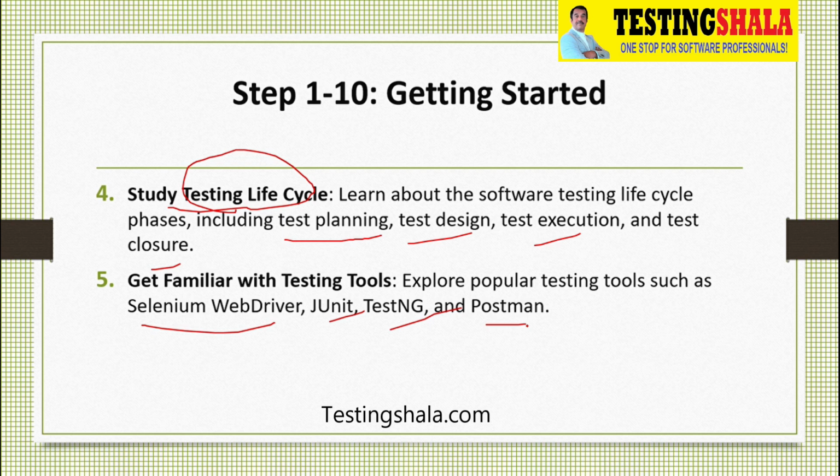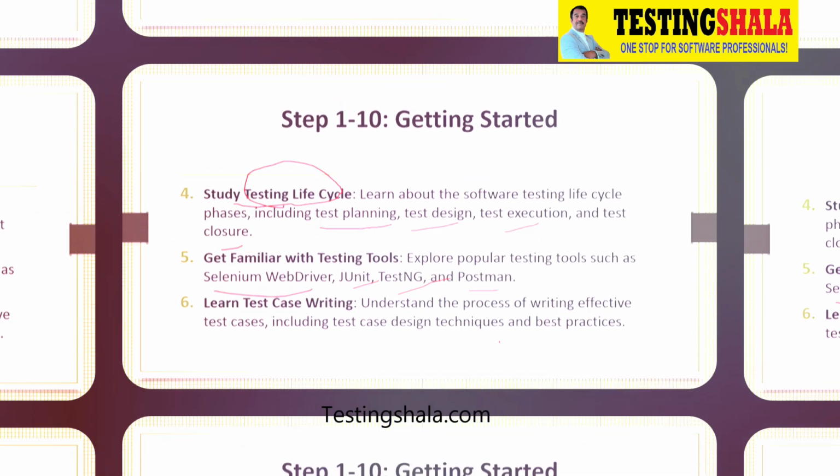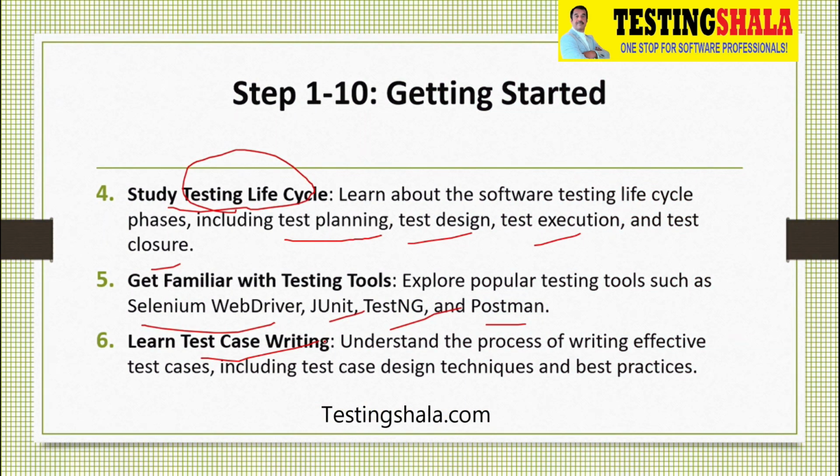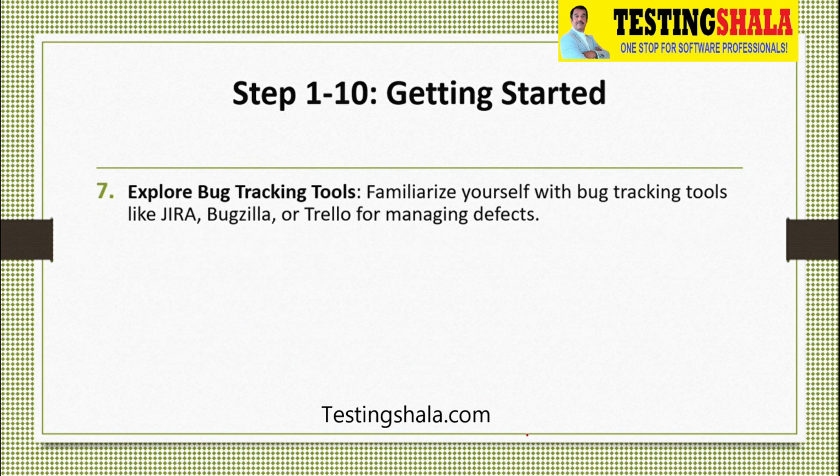And the next aspect is you should learn how to write test cases. That is key. To become a good software tester, you should know how to write effective test cases that can catch issues, including test design techniques and the best practices that you should adopt to write test cases. And the seventh thing you should know is the bug tracking tools.